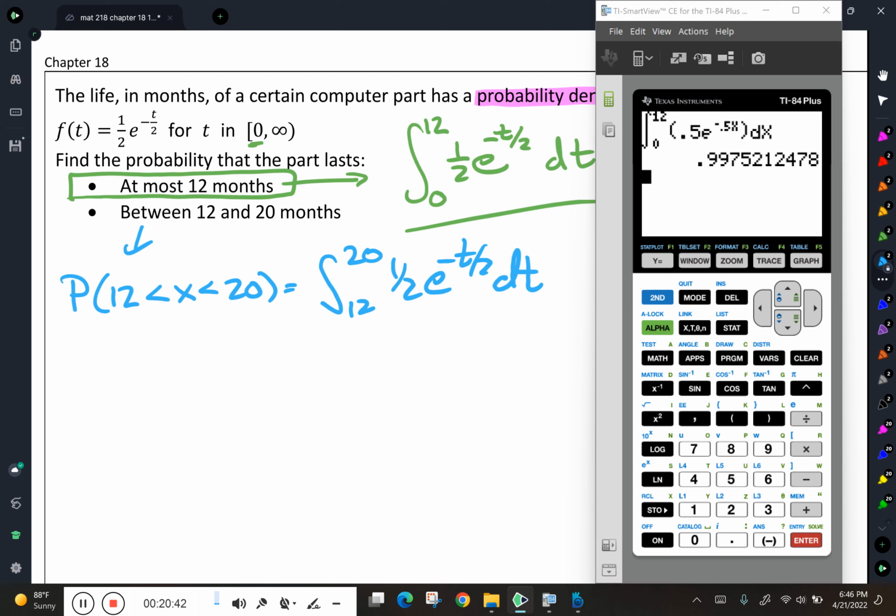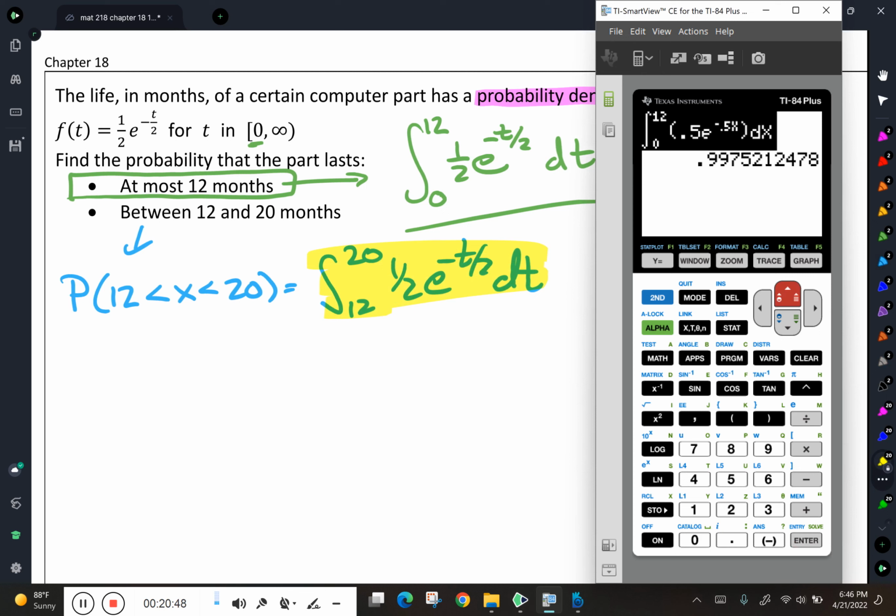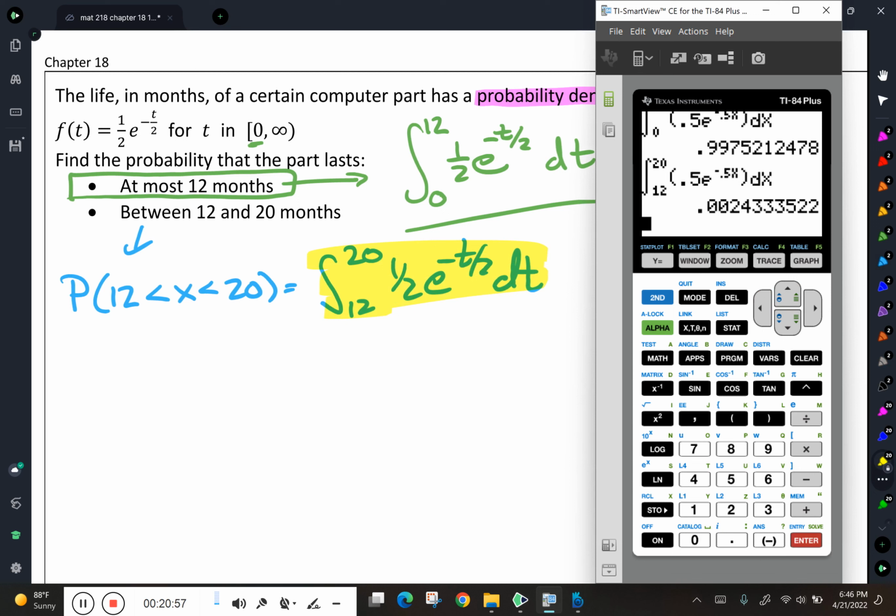I can do that. In fact, I've already got this in my calculator. All I have to do is change my limits. So I'm going to go back up and copy it down here. I'm going to change those limits. My upper limit is now 20. My lower limit is now 12. And the answer is 0.2%. 0.24%.